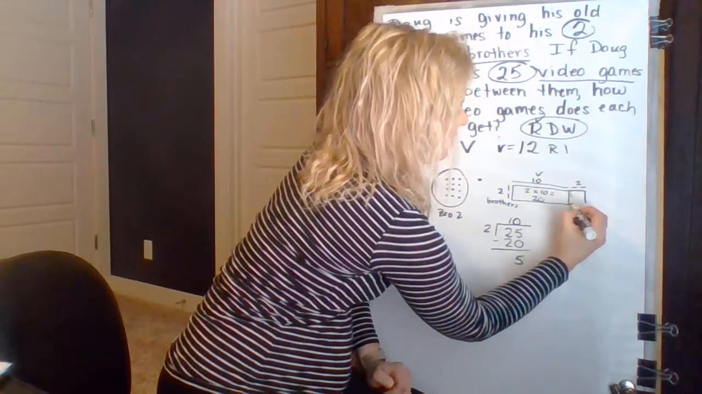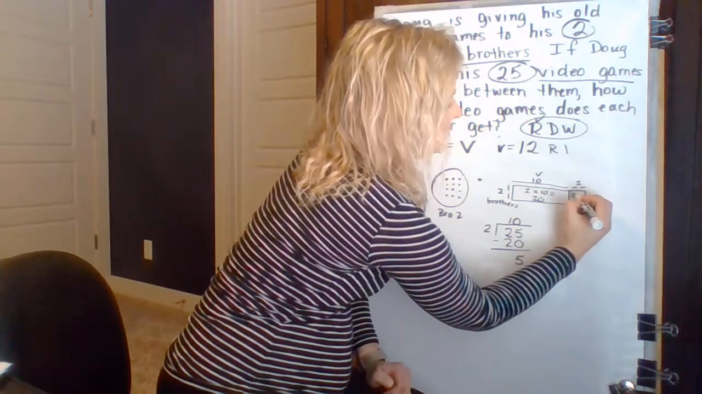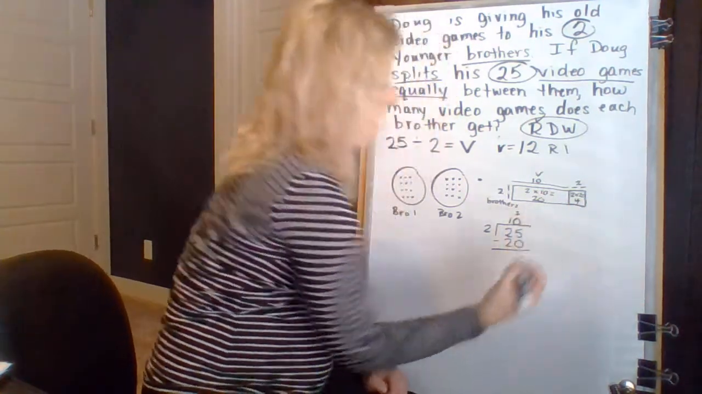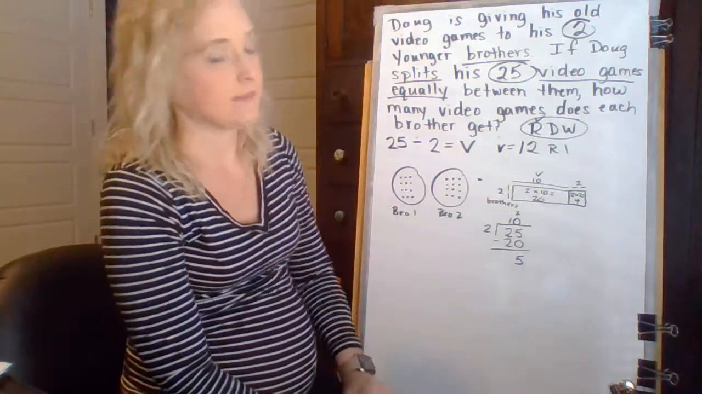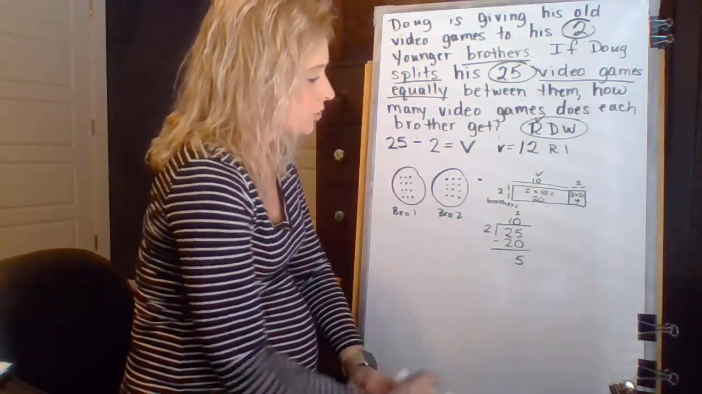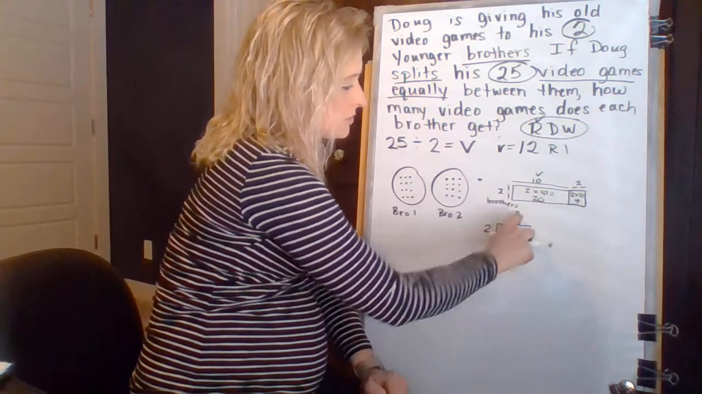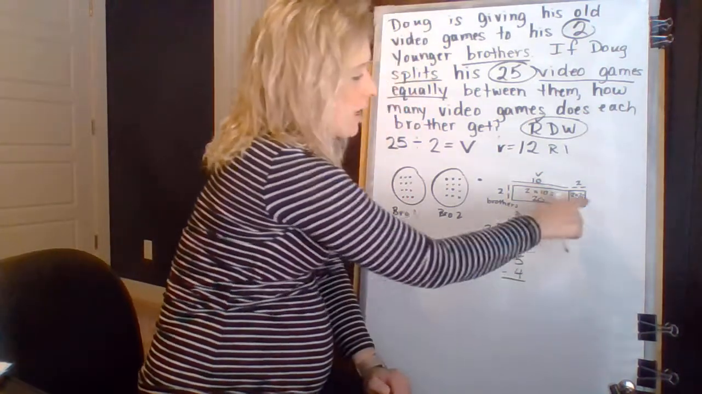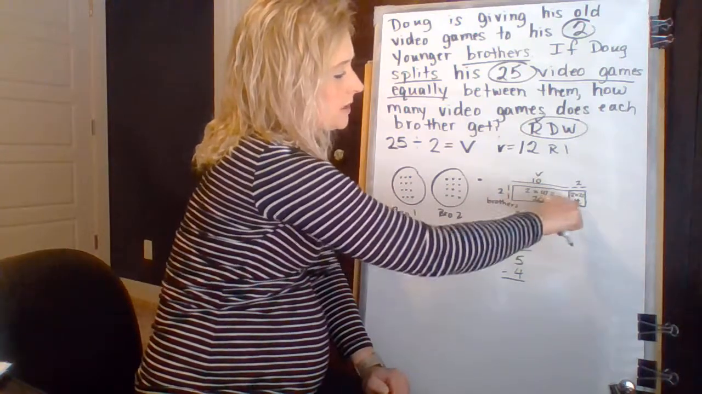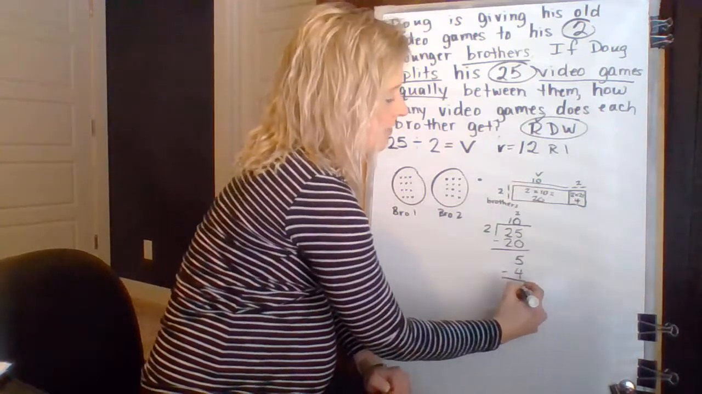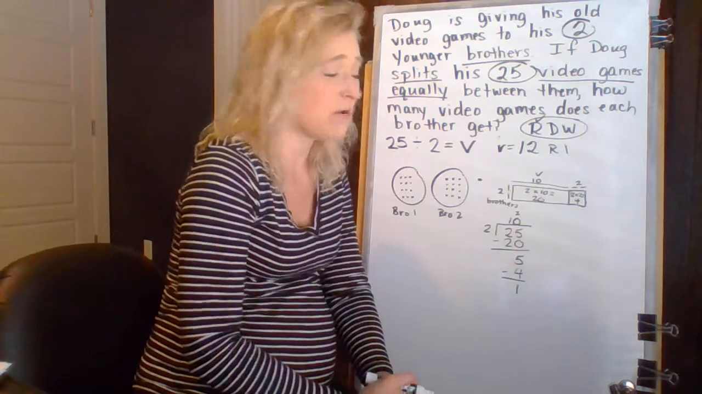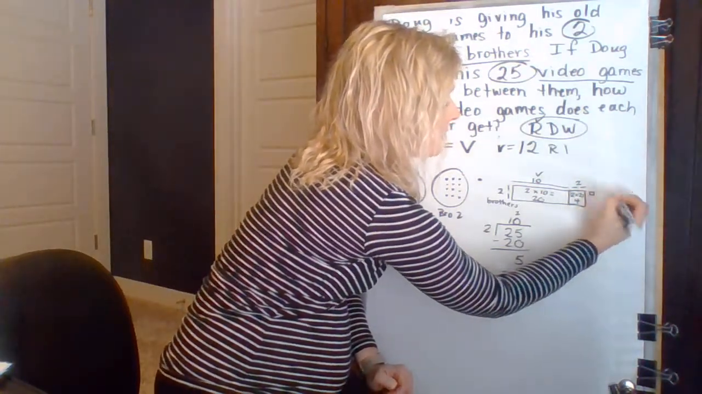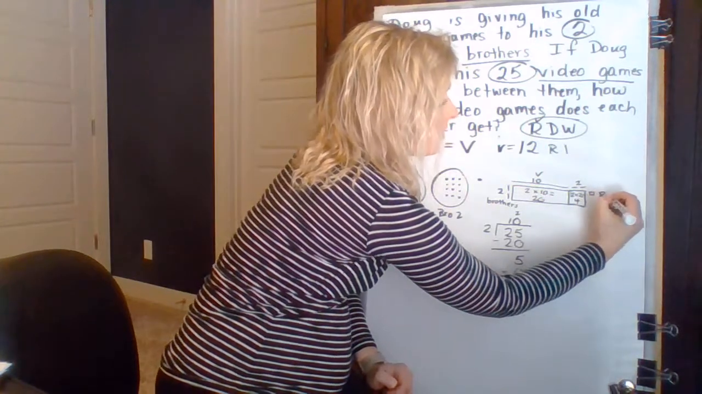Build that array. 2 times 2 equals 4. So I'm going to put that at the top there to add to the 10 that I have. 2 times 2 is 4. So right now in my array, I have 20 plus 4 is 24. And then that means I have 1 left over. I have a little lone ranger over here. This is my remainder of 1.